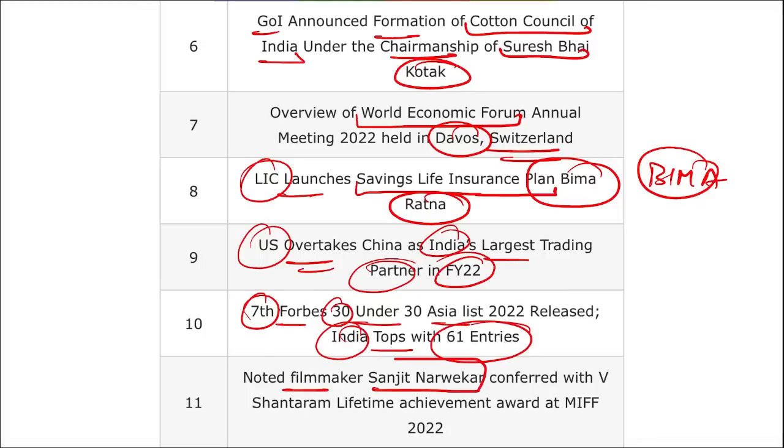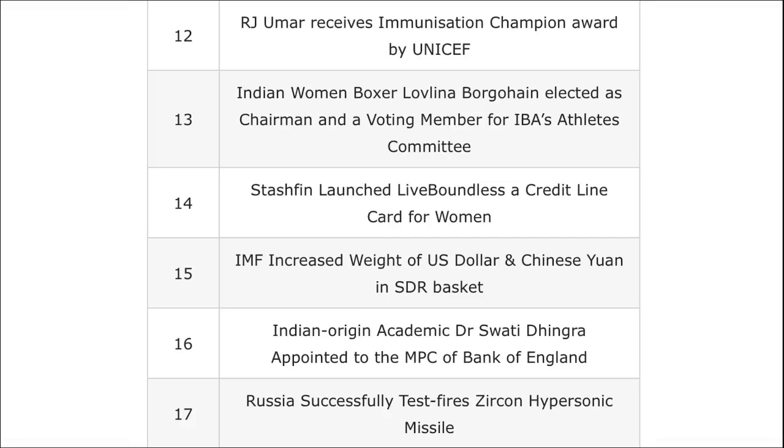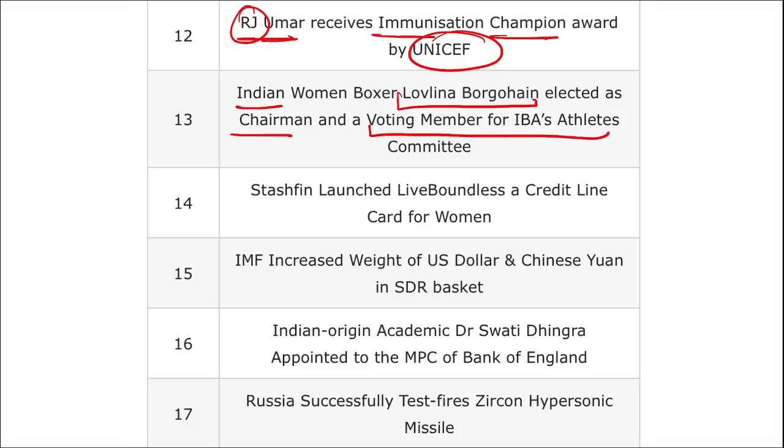Filmmaker Sanjeet Narvekar was conferred with the V. Shantaram Lifetime Achievement Award during the Mumbai International Film Festival 2022. Then RJ Umar, radio jockey Umar, received the Immunization Champion Award by UNICEF. Indian boxer Lovlina Borgohain was elected as the chairman as well as the voting member for the board of directors for the International Boxing Athletes Committee.